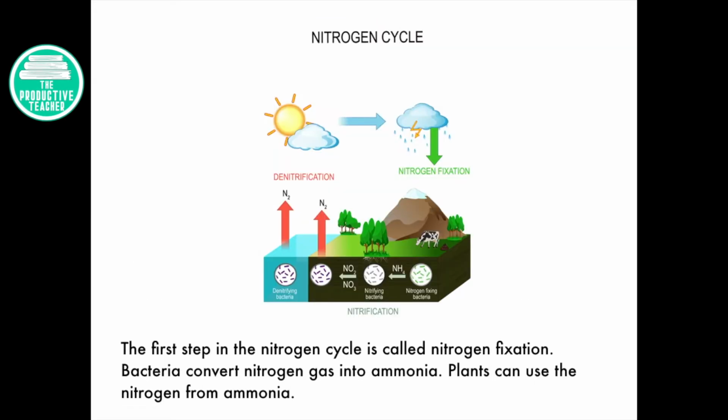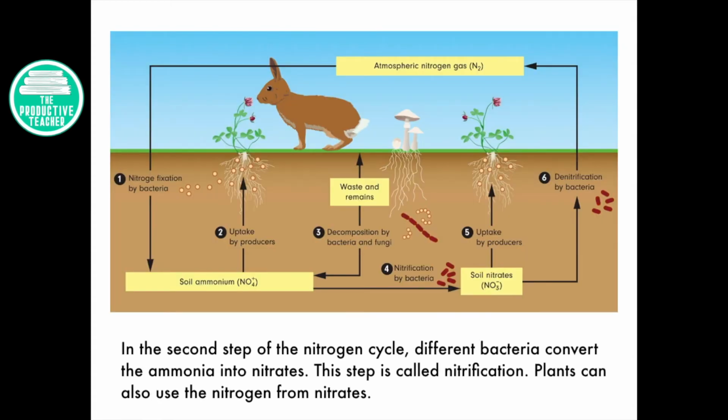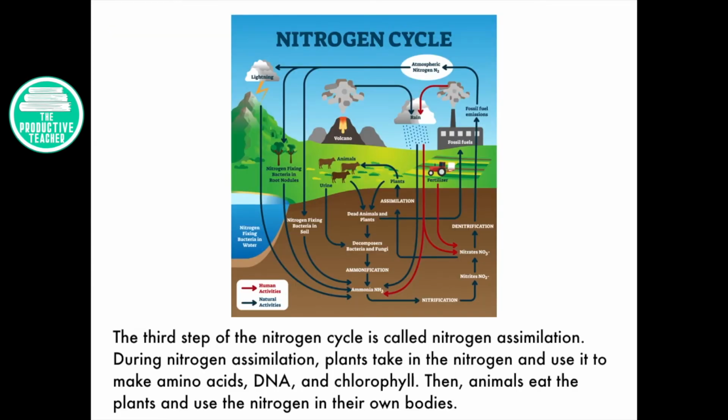The first step in the nitrogen cycle is called nitrogen fixation. Bacteria convert nitrogen gas into ammonia. Plants can use the nitrogen from ammonia. In the second step of the nitrogen cycle, different bacteria convert the ammonia into nitrates. This step is called nitrification. Plants can also use the nitrogen from nitrates.